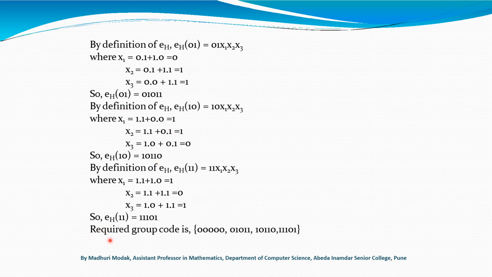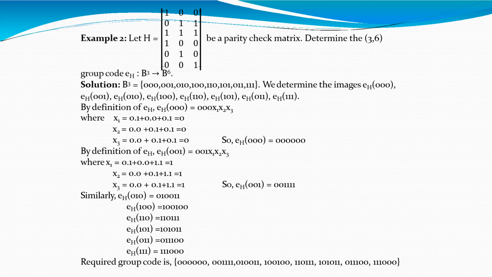So the required group code is the set of all code words, the set of all images under EH, which is 0, 0, 0, 0, 0, then 0, 1, 0, 1, 1, 1, 0, 1, 1, 0 and 1, 1, 0, 1. So this is the required group code.